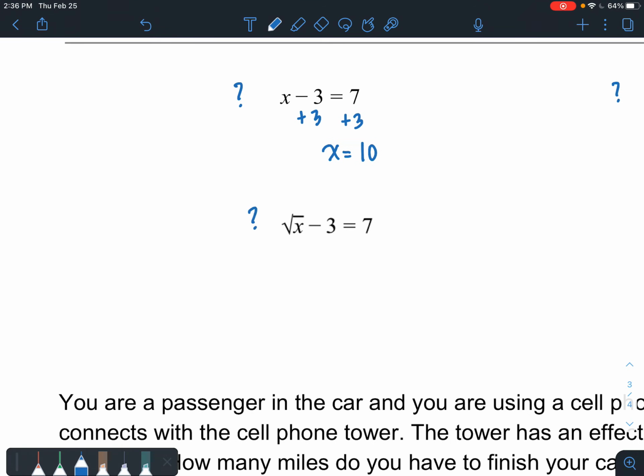All right, and then finally, go ahead and try your worst at this one. Okay, so we're gonna add 3 to both sides on this one. So we get radical x equals 10. And then to undo that radical, we square both sides, getting x equals 100.